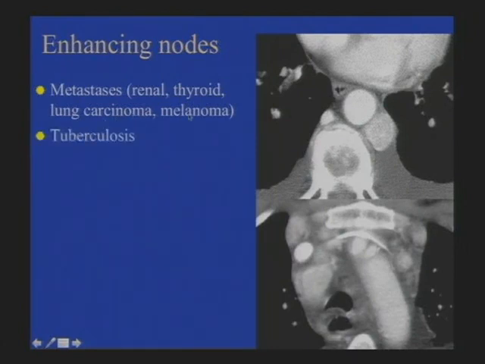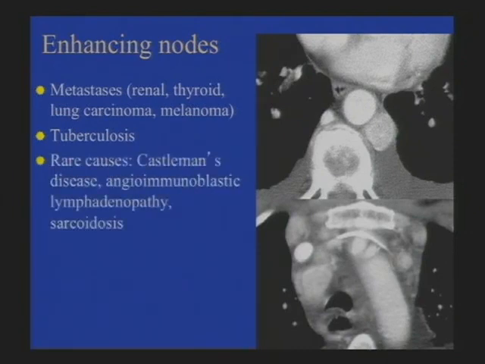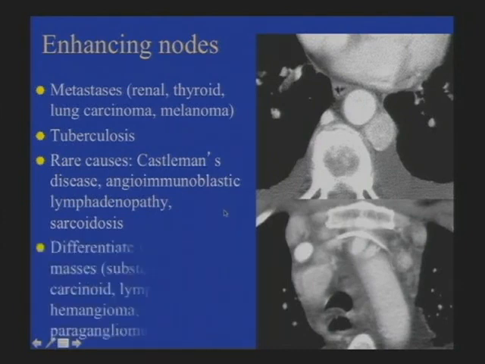Tuberculosis, if it's small, it can homogeneously enhance. Once it gets to be about a centimeter or two, you'll expect to see enhancement at the periphery and necrosis at the center. And then there's some rare things. Again, you don't want to necessarily talk about these if you don't know anything about them, but classically, Castleman's, angioimmunoblastic lymphadenopathy, those tend to show pretty avid enhancement.